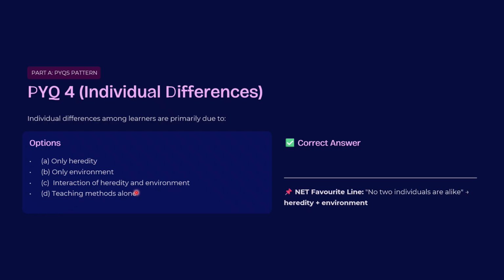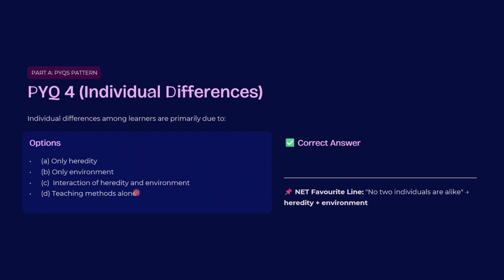Every learner is unique because development depends on both hereditary and environment. Hereditary includes inherent traits like intelligence, physical characteristics and certain abilities, and environment includes family, school, teachers, society, culture and learning experiences. Both these factors work together to shape an individual's personality and learning ability. So let's see why the other options are incorrect.